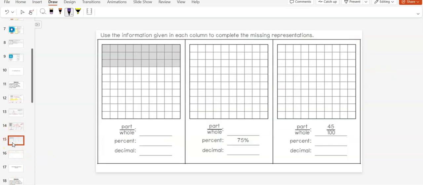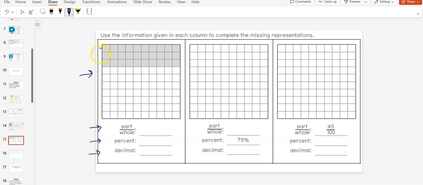All right, now that you have that down, we're going to go ahead and fill in these missing representations. You have learned all 4 representations. You have your visual model, you have your ratio, your percent, and your decimal. So each of these examples is going to give you one of the representations, and you have to fill in the missing ones. So let's start with the first one.